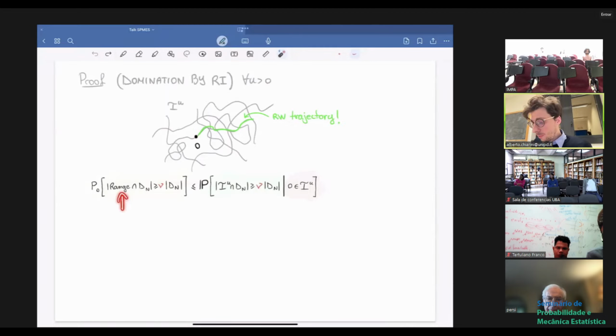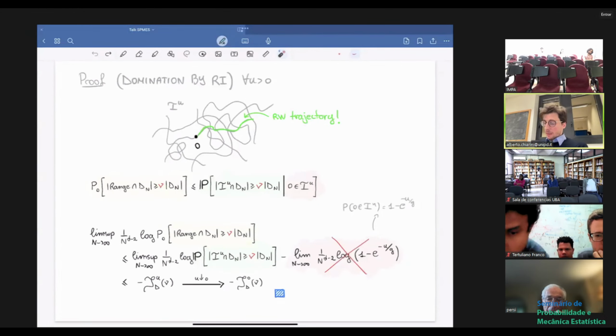Okay. And so I have this random walk trajectory here, contained in the interlacement set. So if I look at the probability that for the simple random walk started at the origin, the range covers at least a nu fraction of the macroscopic body, this is bounded from above just by dominating with the interlacement set at level u, any level u, by the probability that the interlacement set covers such fraction of the body, conditioned that 0 belongs to the interlacement set.